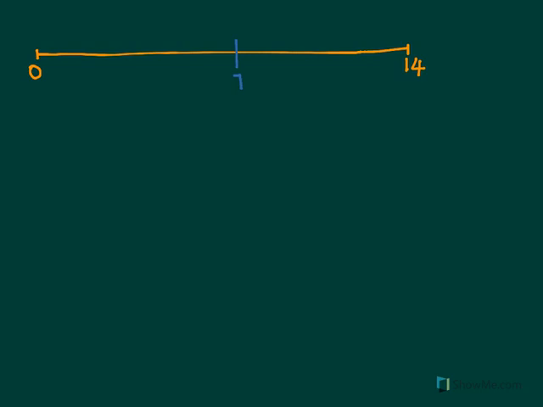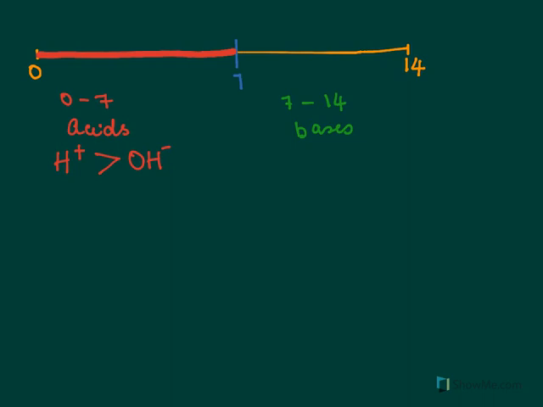Now the substances that are acidic are between 0 and 7. On this side we have the acids, and on the other side, between 7 and 14, we have the bases. Now those which are on the acidic side, in all these cases the number of hydrogen ions is greater than the OH ions. And when we come to the bases side, in this case the OH ions will be greater than the hydrogen ions.